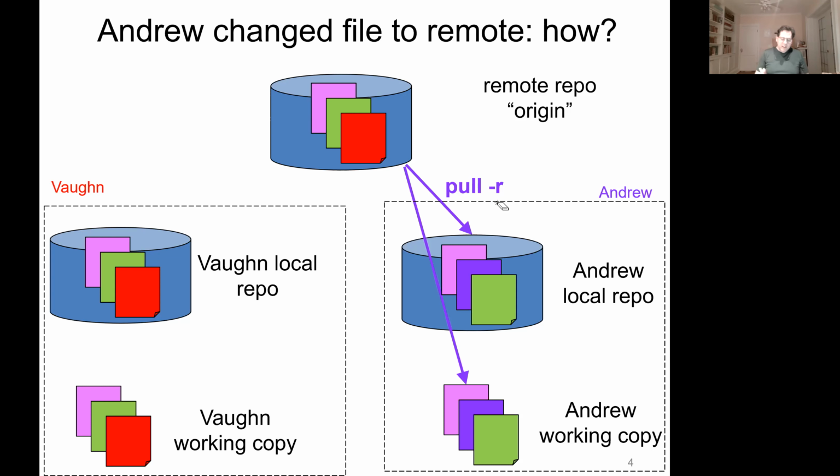So he does this pull. Now it's good that Andrew was working on one file, I was working on a different file. So Git is going to figure out that there's no problem merging our changes, and it's going to go ahead and put them in Andrew's local repo and in Andrew's working copy.